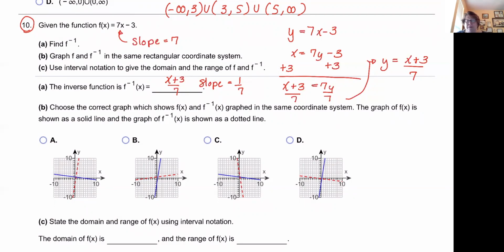It does look like they are reflections about the line y equals x, and the slope of my function is fairly steep, which 7 is a pretty steep slope. And the slope of the inverse, which is 1/7, is not a large slope, so you would think that it's not increasing too rapidly. So that does look like the correct answer to me.